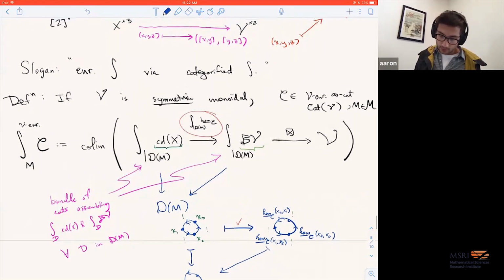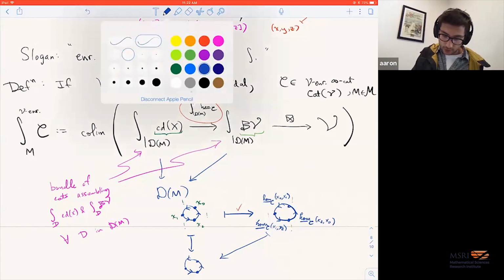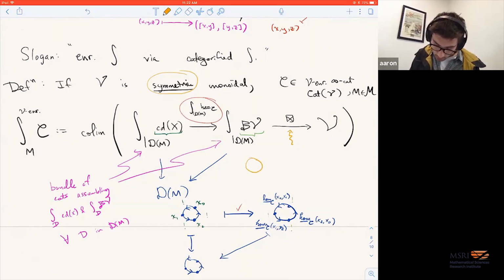And now I said that I need to assume that V is symmetric monoidal. And the reason is so that this functor exists. Because what is a typical object over here? Well, it's a circle with some dots on it.